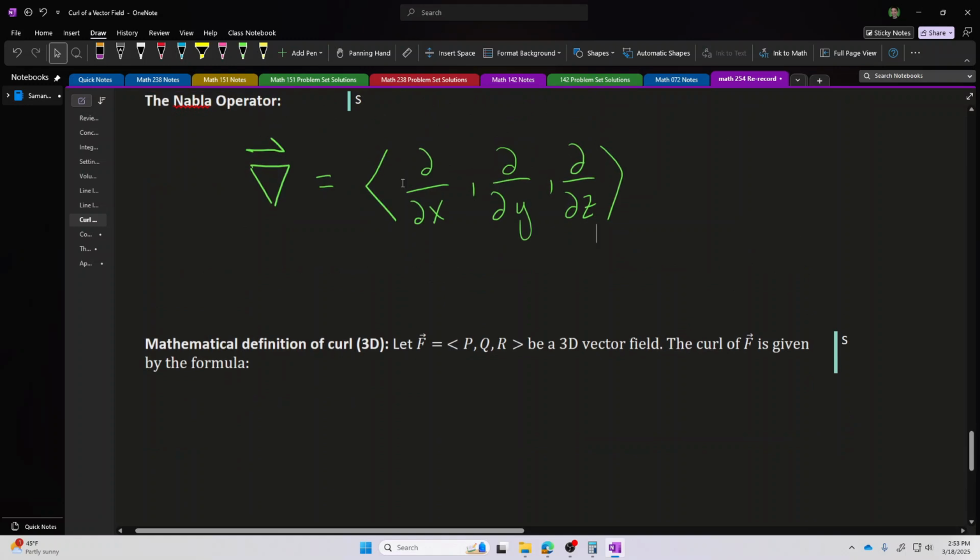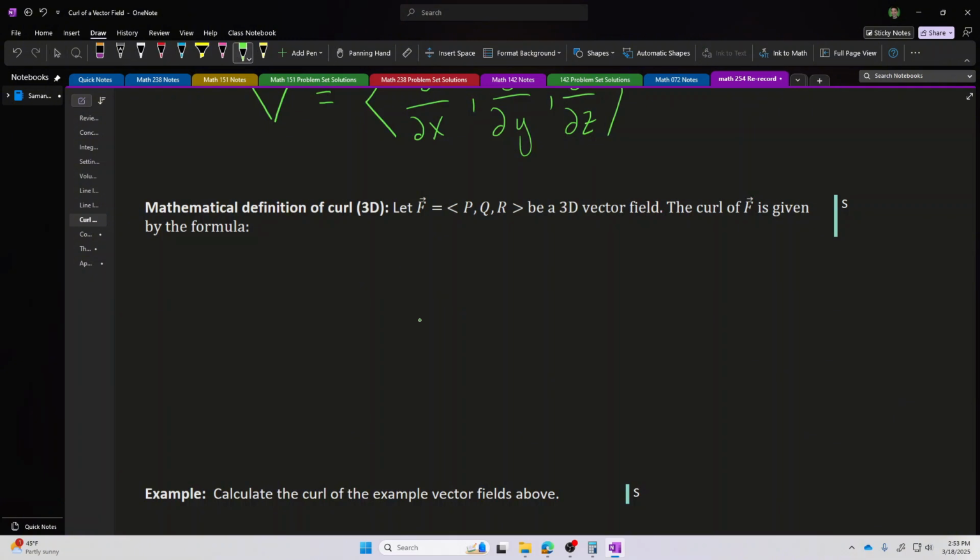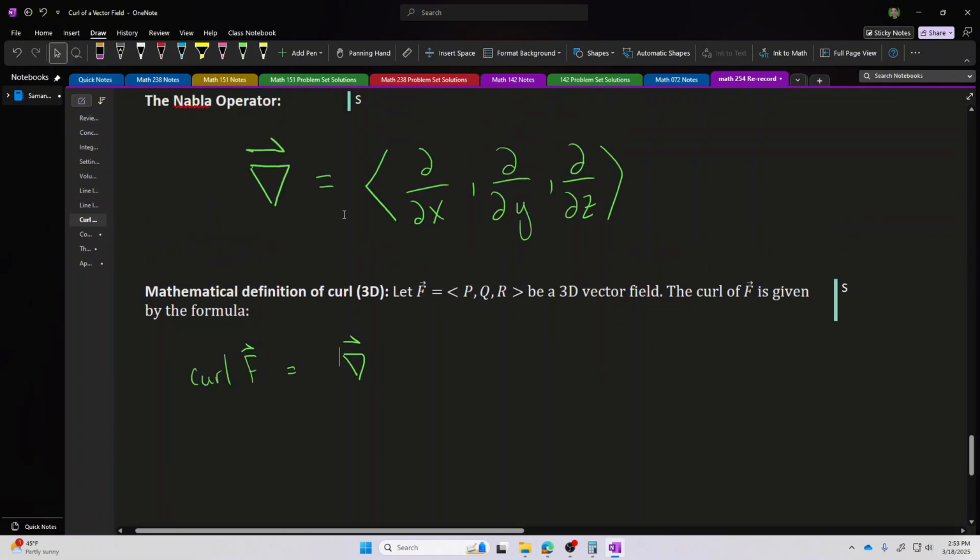Let me show you an example of how this operator is used as we give the definition of the curl of a 3D vector field. If your vector field is three-dimensional, and let's say that its entries are called P, Q, and R respectively, then the curl of the vector field is equal to the cross product between this nabla operator and your vector field.